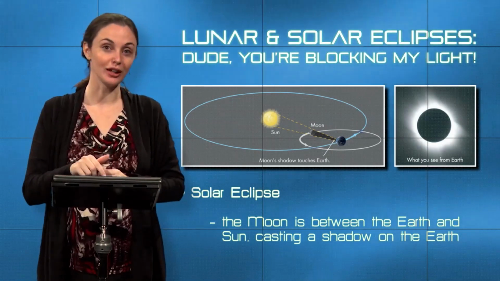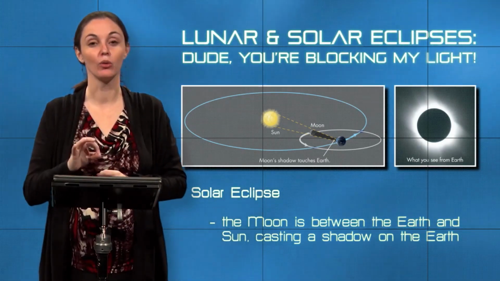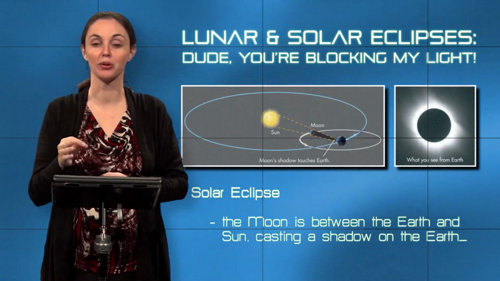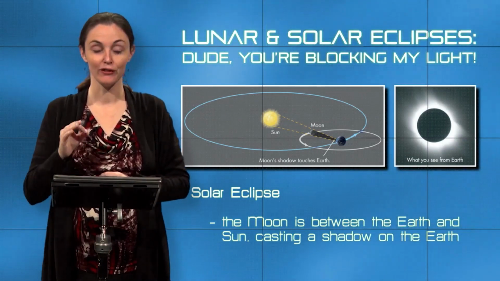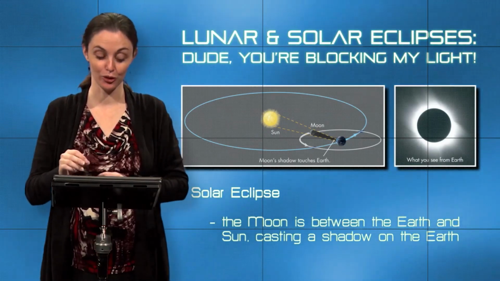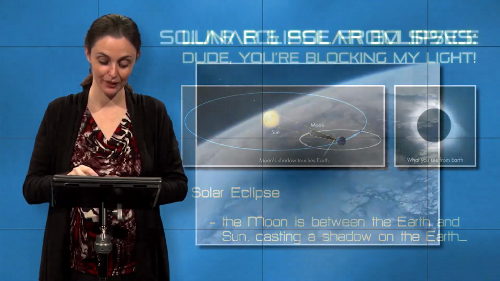So the solar eclipse is only possible during that one phase. That's the first thing that you have to remember about these eclipses, that they're only going to be associated with certain lunar phases. The phase has to be new moon for a solar eclipse to be possible.